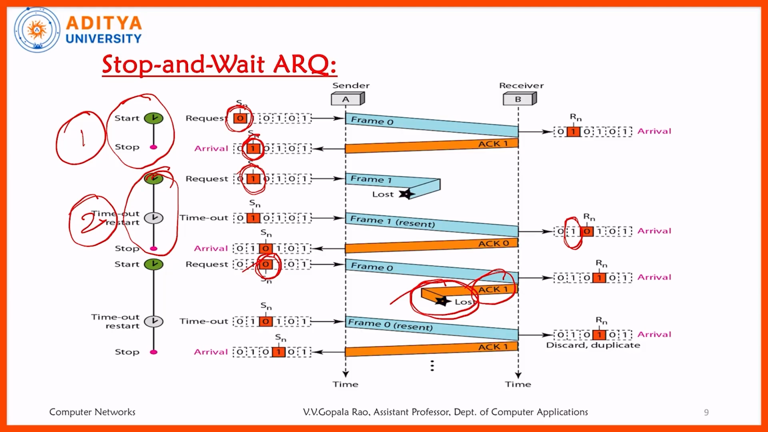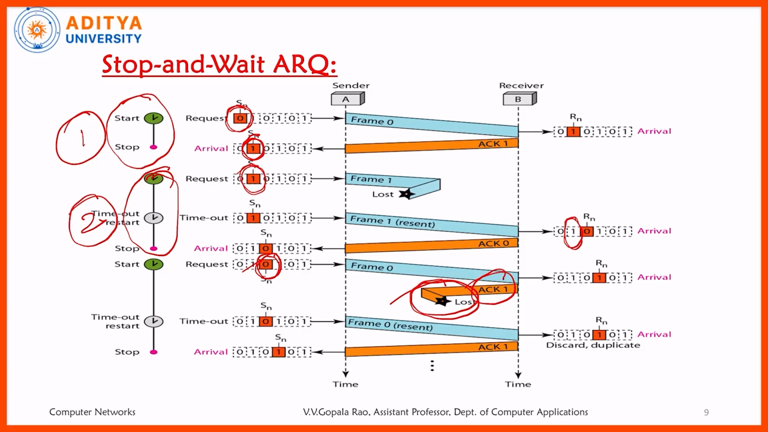Now the sender is waiting on the other side until timeout. Once the timeout happens, the sender will feel that the frame was not received by the receiver, even though it was received successfully, because the acknowledgement was lost in the channel. The sender feels that the frame did not reach the destination properly. Again it transmits frame 0 in the channel.